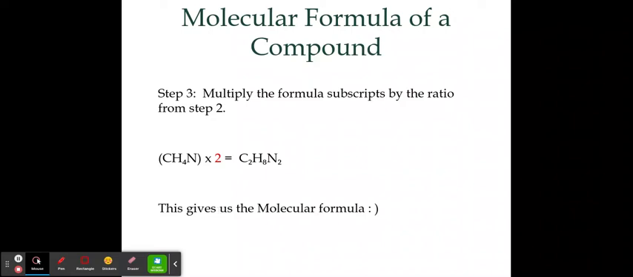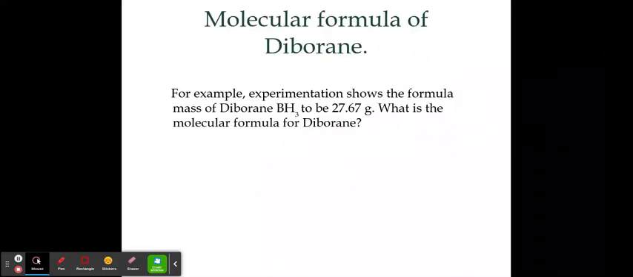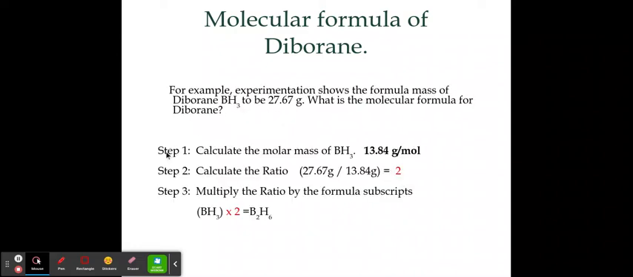Now, let's look at another example here. Molecular formula of diborane, which is BH3. For example, experimentation shows the formula mass of diborane, BH3, to be 27.67. What is the molecular formula of diborane? So what is the formula? This is the empirical formula. What is the molecular formula? Big question mark.